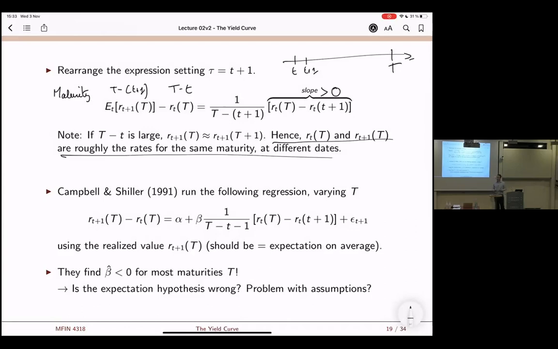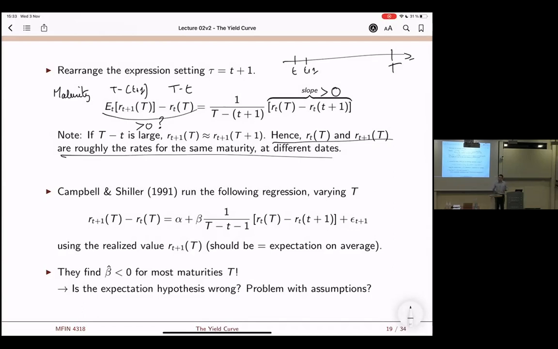So suppose you want to test this, right? You're going to say, well, when the slope is positive, is this term also positive, right? So that's what you're going to try to see. Now, of course, there's one thing that you cannot measure on the left-hand side, which is the expectation today of the rate in the future, right? So this is not something that you can see. There are ways to try to infer that, but this is not something you can directly see.